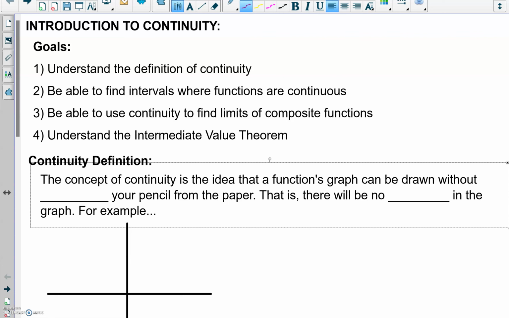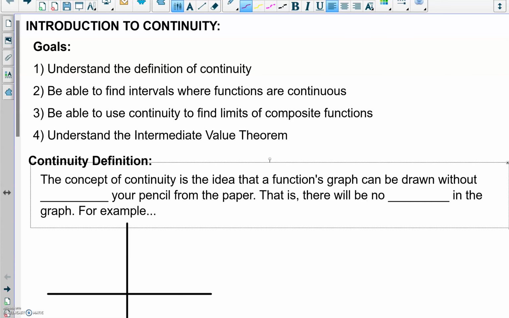Introduction to continuity. Goals here: understand the definition of continuity. We're going to see that limits play a role. That's why it's following after the limit stuff that we've done. Be able to find intervals where functions are continuous. And really what we're going to see here is basically find the domain, that's where it's continuous.